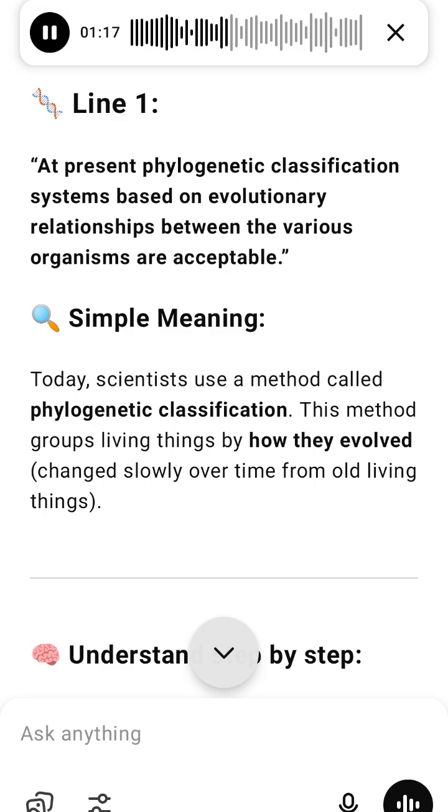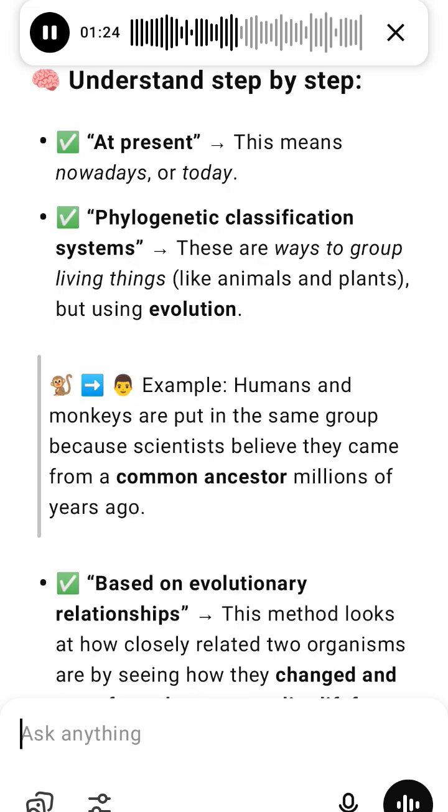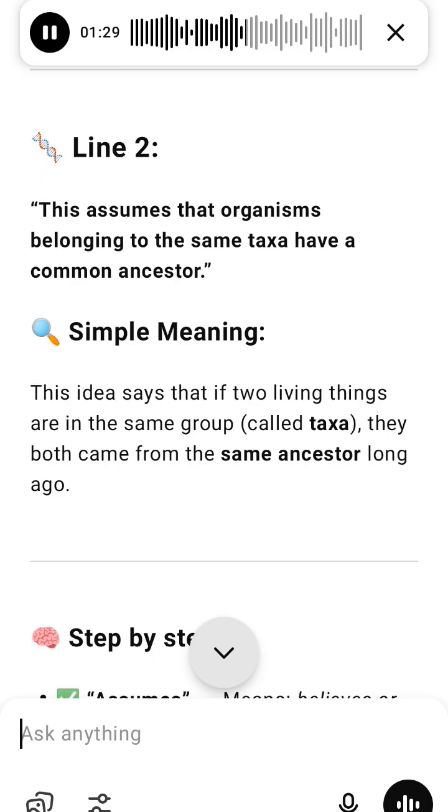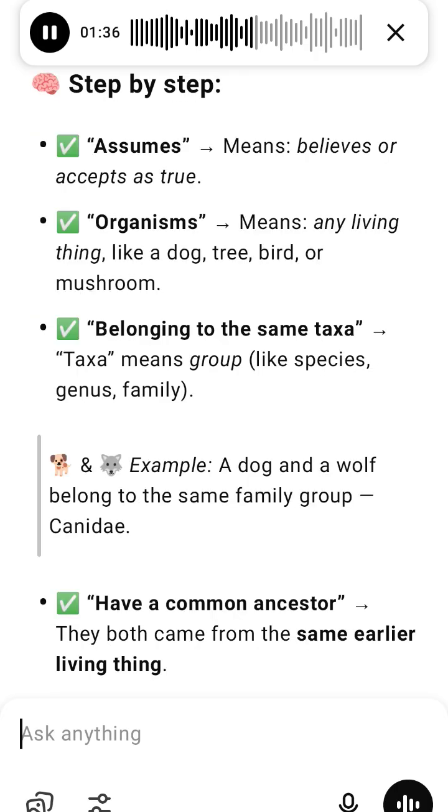Summary: how scientists group living things today. Classification. Scientists now use modern methods to group or classify plants and animals. These methods are much better than the old ways. 1. Main method today: phylogenetic classification. This method groups organisms based on their evolutionary history.